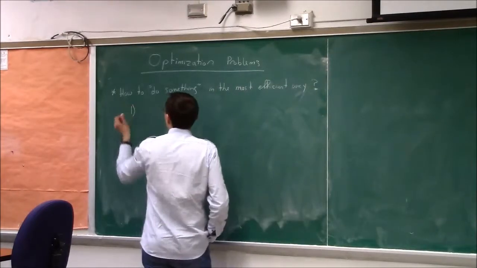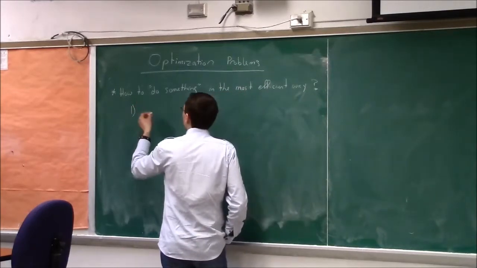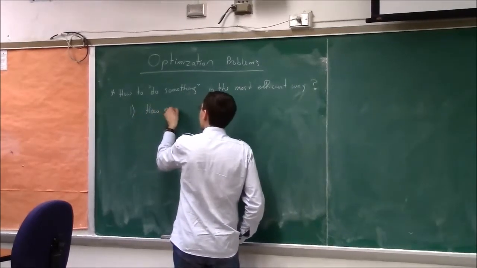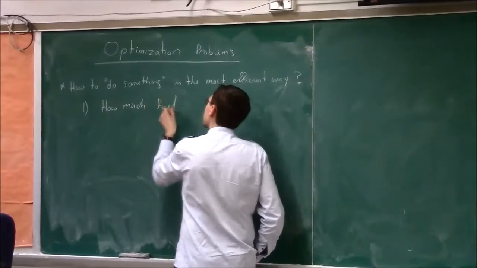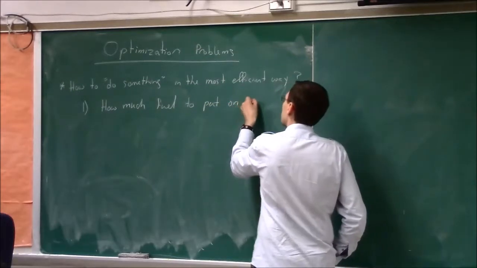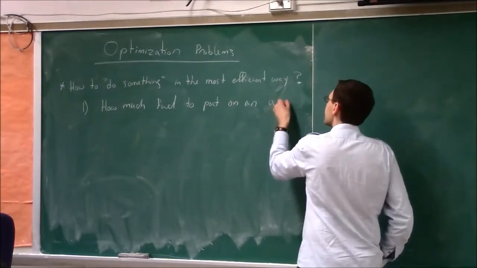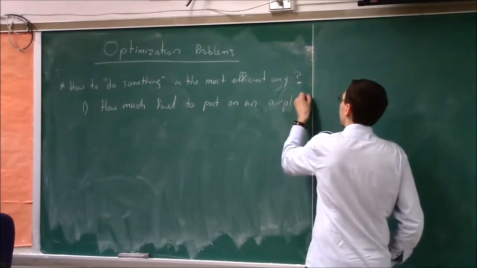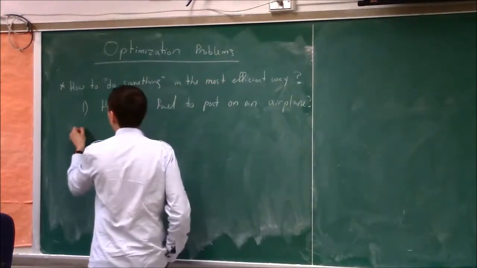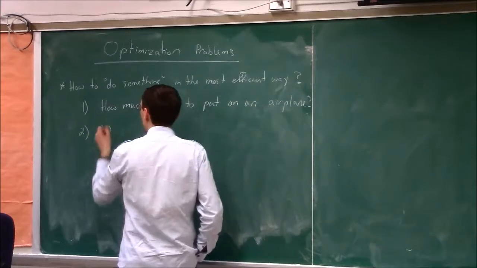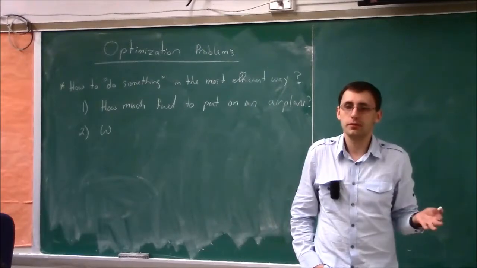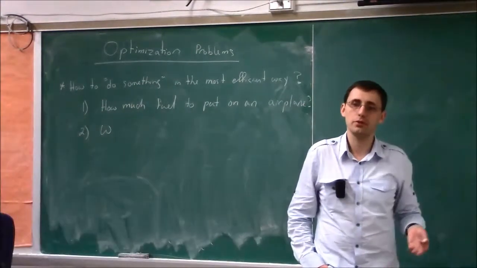So one example is how much fuel to put in an airplane. That's an optimization question, right? For example, if you put too much fuel in the airplane, it's very heavy, and therefore it wastes more fuel, right? If you put too little, it's not enough to carry you through the journey.